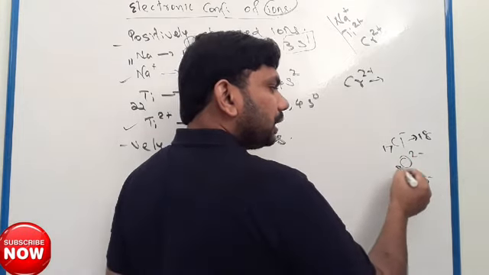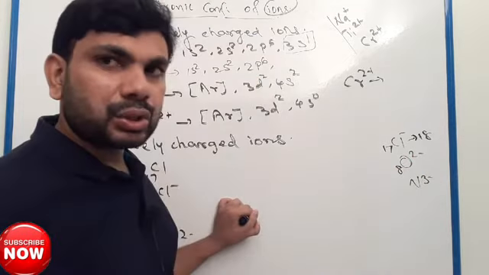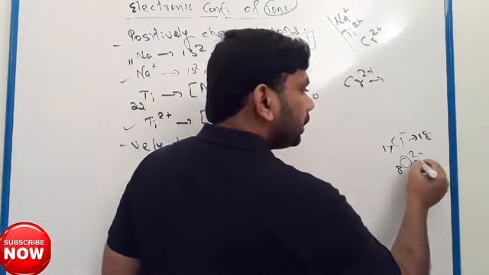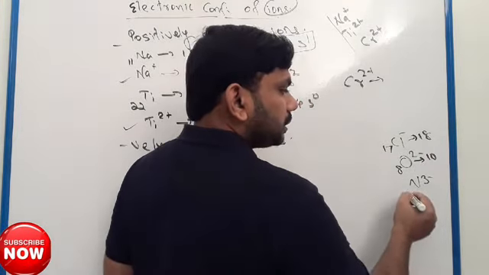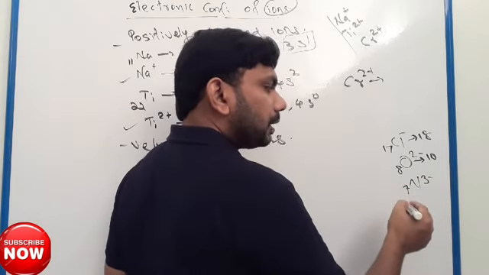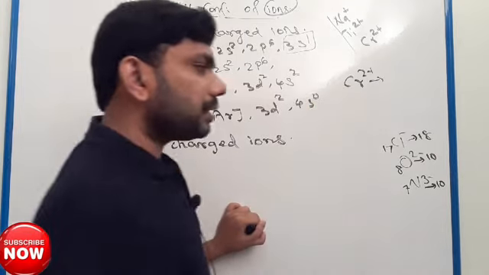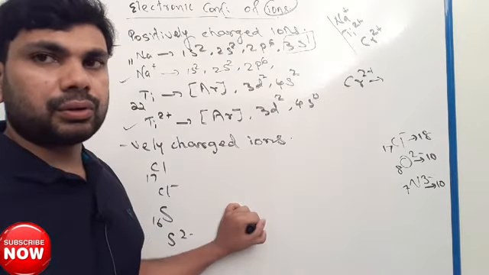O2 minus: oxygen atomic number 8. O2 minus means 2 electrons more, so here 10 electrons. Similarly, nitrogen atomic number 7. N3 minus means 3 electrons more, so there will be 10 electrons.